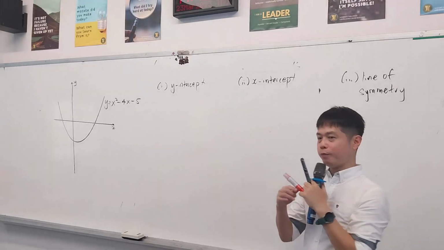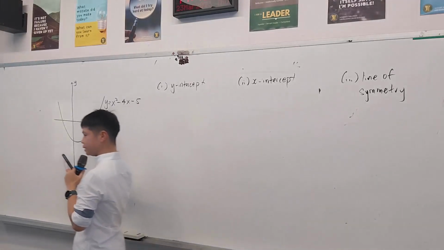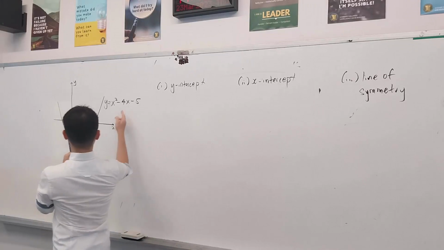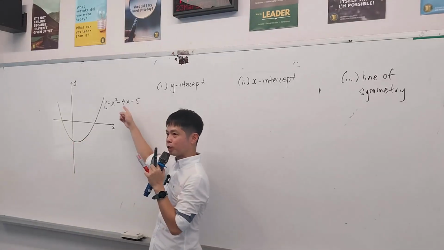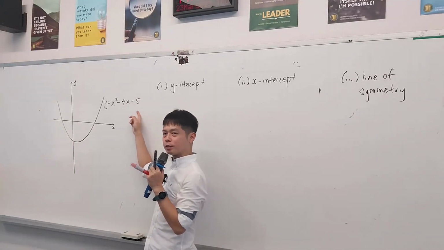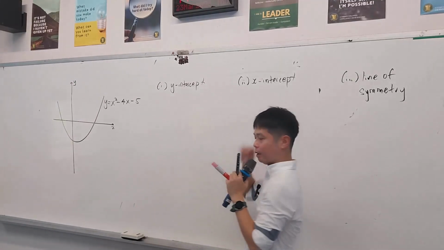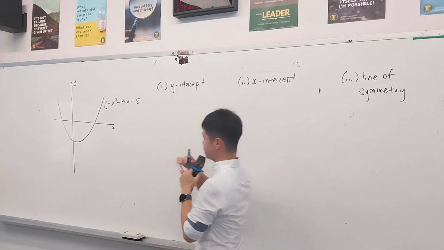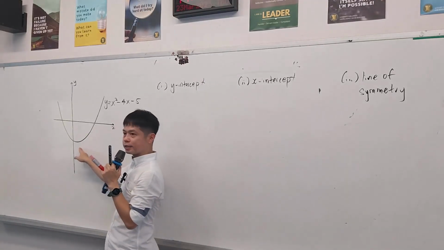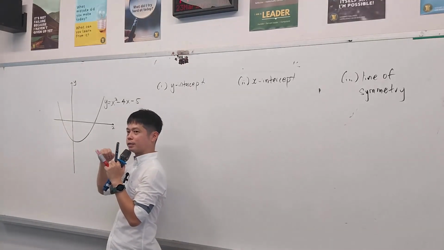Alright, now for today we are going to find the x-intercept and the y-intercepts of a given equation, which amounts to a curve here, a U-shaped curve. So this is a quadratic curve. And after that we are going to find the line of symmetry. So the question today is, how do we find the y-intercepts and how do we find the x-intercepts?